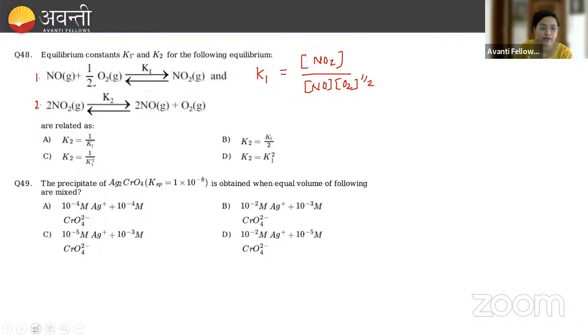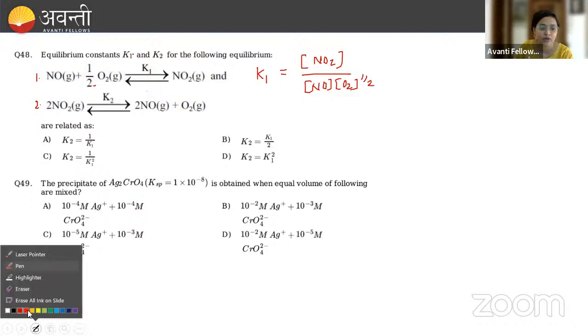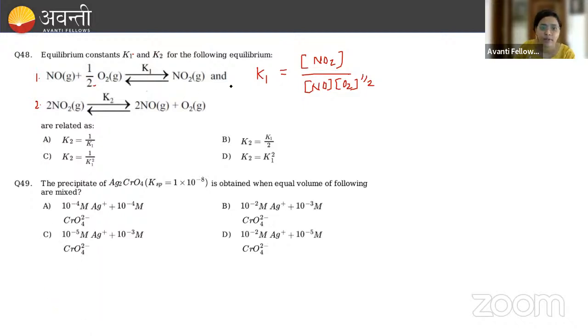What is K2 given? How will you write K2 here? Simply, I'm writing product divided by reactant. Product NO square divided by reactant is what?